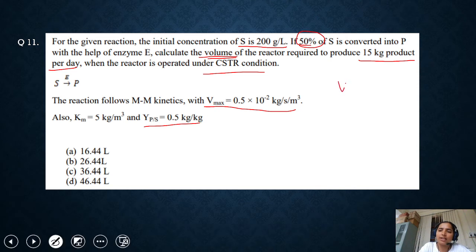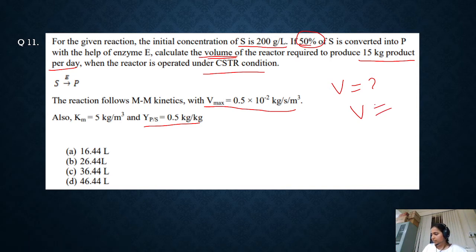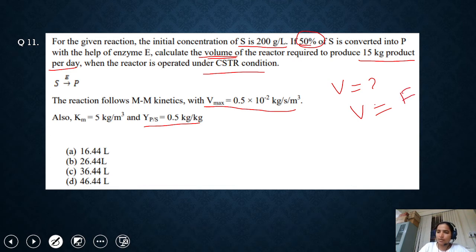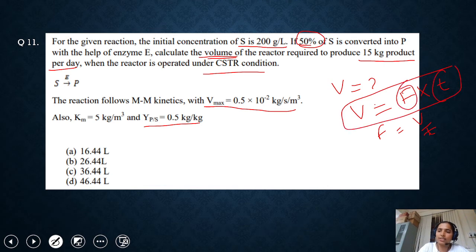First, we must know what they are asking and what they have given. So they are asking about V, that is volume. Here V is not representing velocity, so you have to take care of this. They are asking about the volume. Normally volume is defined as flow rate into time, where flow rate is usually defined as the volume by T. So we require these two things for finding the volume. First one is flow rate, second one is time.